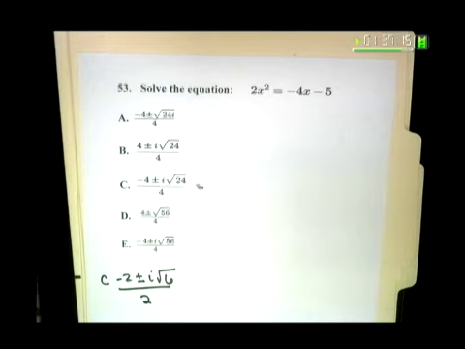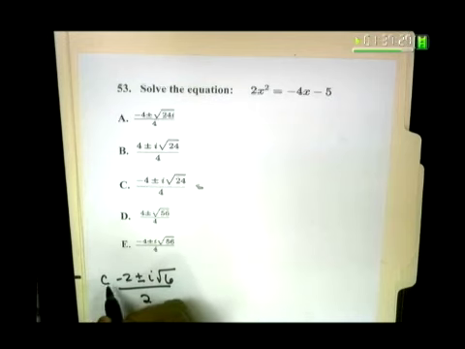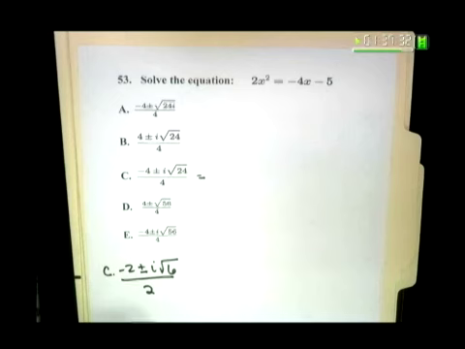We're going to skip 52, which is just another quadratic, solving the quadratic equation. So this is 53. So this should be the answer for 53. All right, and we'll work through it.